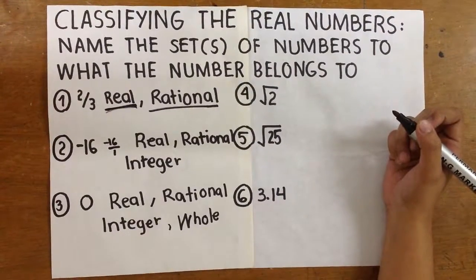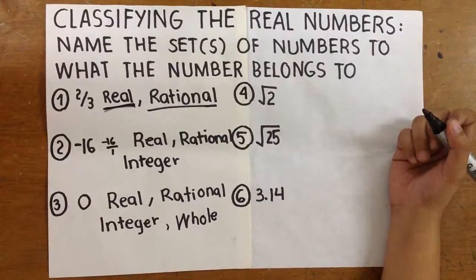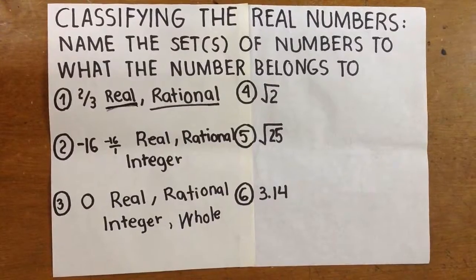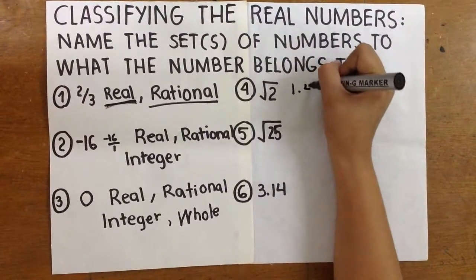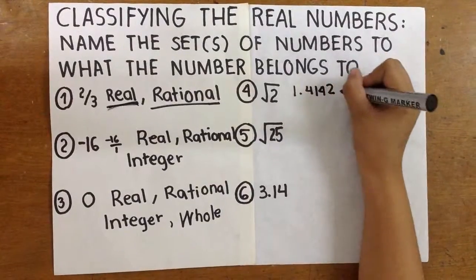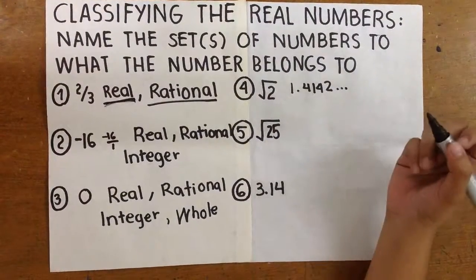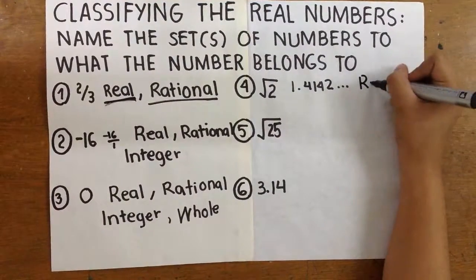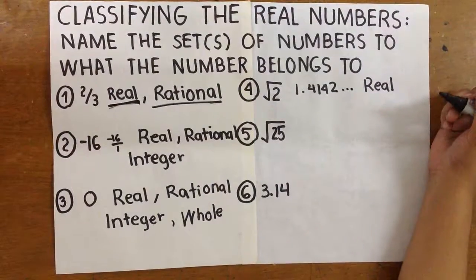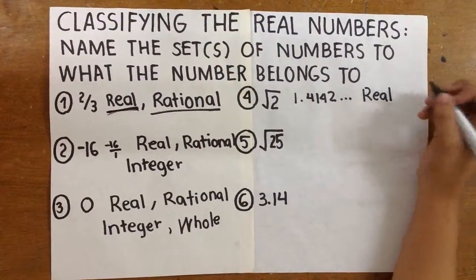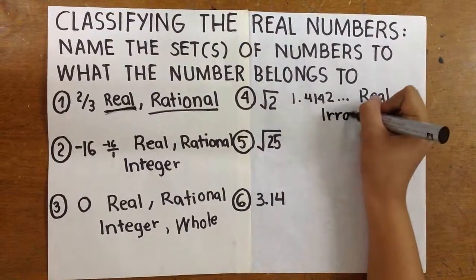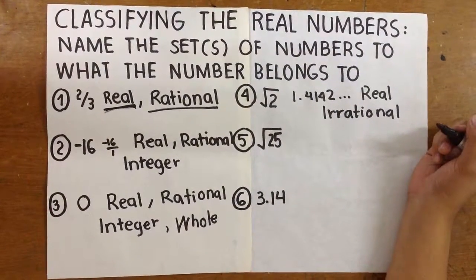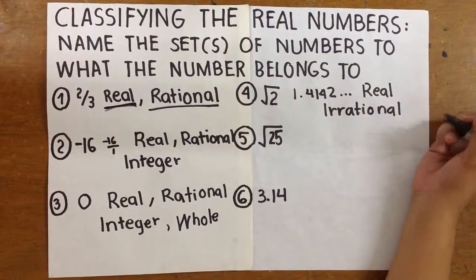In number 4, we have square root of 2. Remember, we gotta figure out what its square root is. In the calculator, it is 1.4142 and so on. And it kept going. It never repeats, so we know that it's real. But this time, it can't be expressed as a fraction, so it is irrational. Since it's irrational, it cannot be something else.